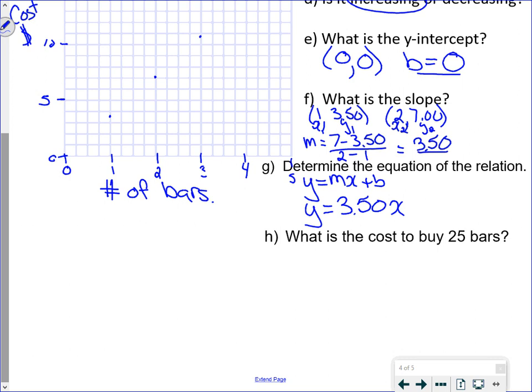So in our table of values, the x part was the number of chocolate bars, the y part was the cost. So we actually have the x value, because that's the number of chocolate bars. The cost is represented by y, so we're looking for the y value, and we're going to sub the 25 into the equation. So when we multiply this, we've got $3.50 times 25. So if we bought 25 chocolate bars, it would cost $87.50.